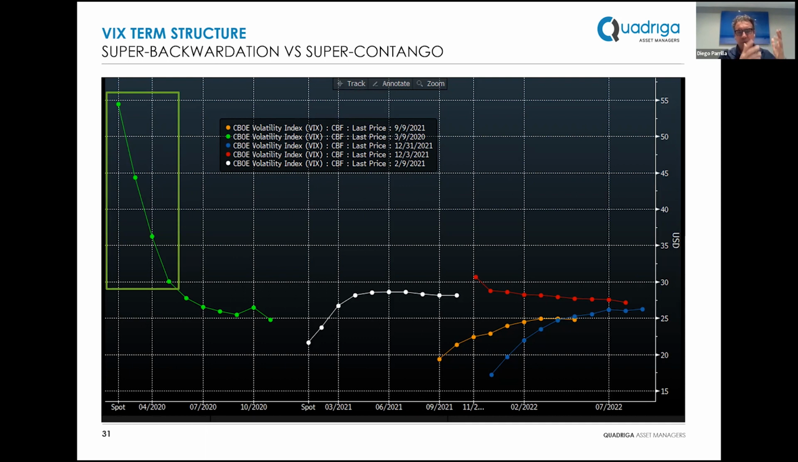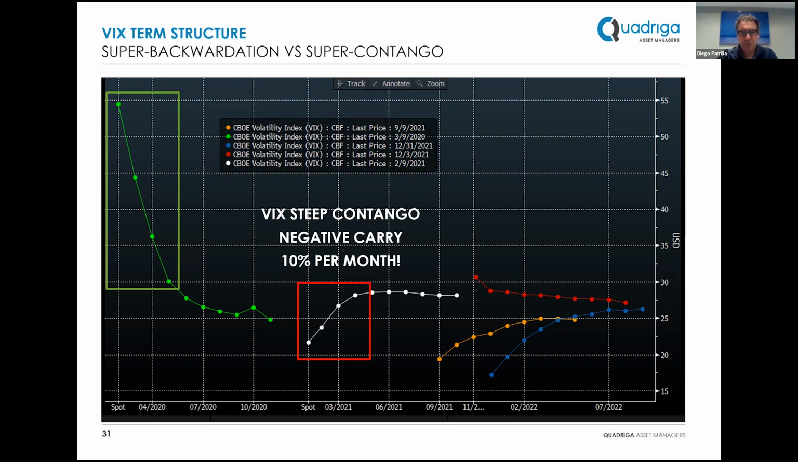So risk aversion exploded, but the market was expecting this to be short-lived and things would normalize, which they eventually did. These big shocks effectively lead people to want to own insurance just in case these things happen. But this contango, buying expensive, selling cheap, has been as steep as -% per month. So if you do this for a prolonged period of time, you see a very large destruction of capital.